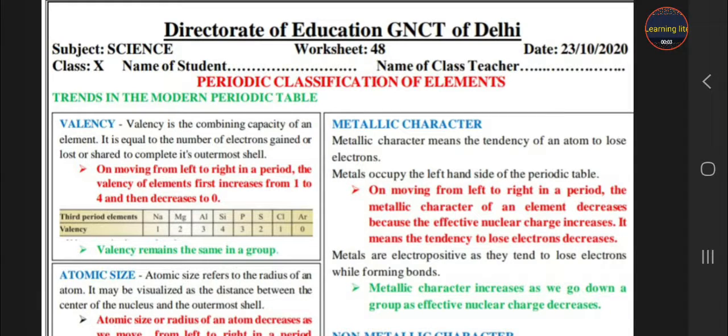Hello students, today we are here with our worksheet number 48 from Directorate of Education, class 10 subject science, and today we discuss the trends in the modern periodic table. So let's begin with the first property, that is valency.